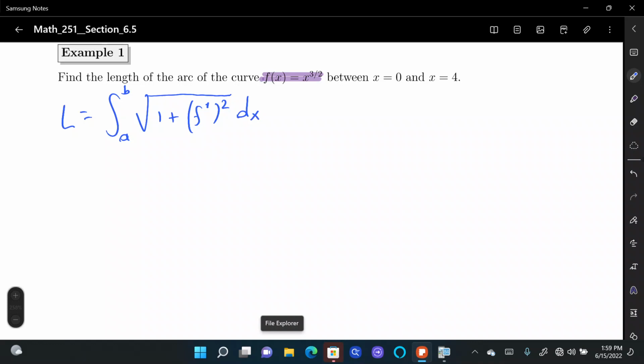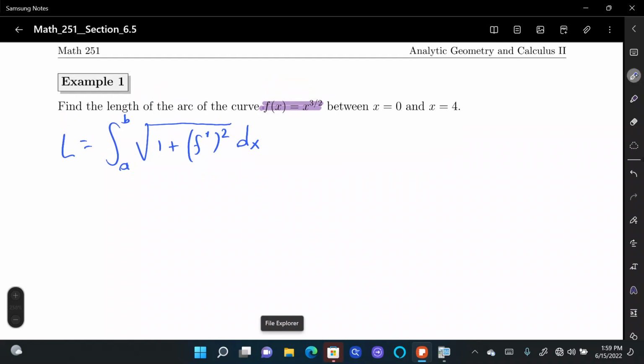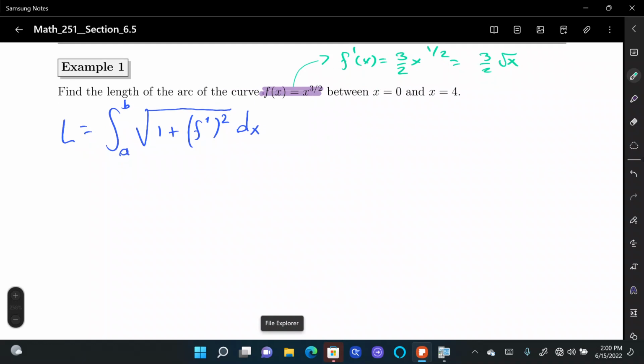So let's go ahead and find the derivative of this function. Let's do this on the side. The derivative of x to the 3/2, f prime, is 3/2 x to the 3/2 minus 1, isn't that 1/2? Which is the same as saying 3/2 the square root of x. You can leave it in radical form, or you can leave it in rational exponent form. Either way, it's fine. Alright, so now we have all the elements that we need to find the arc length for that given function within those limits.